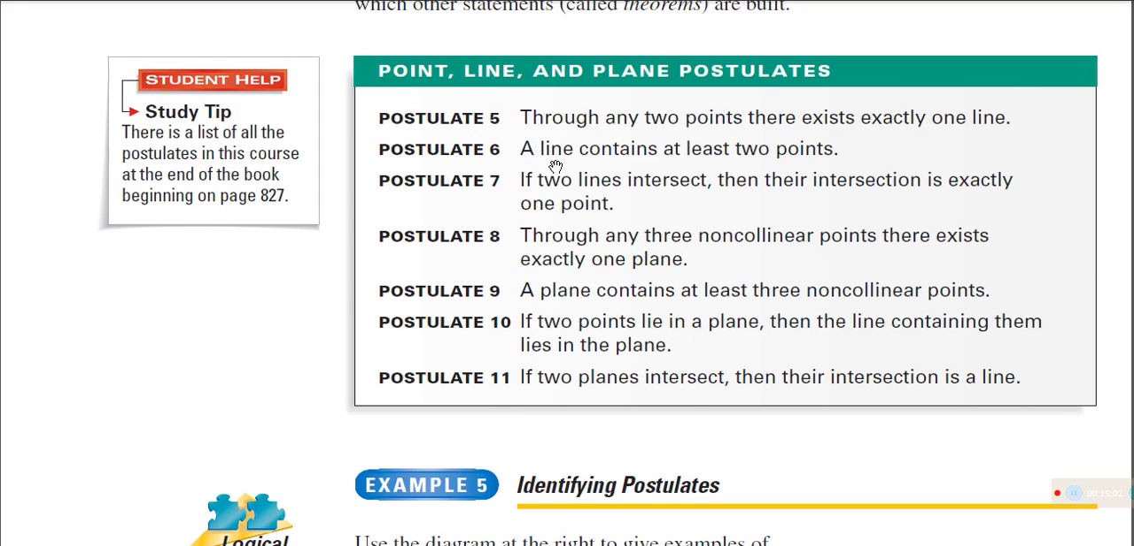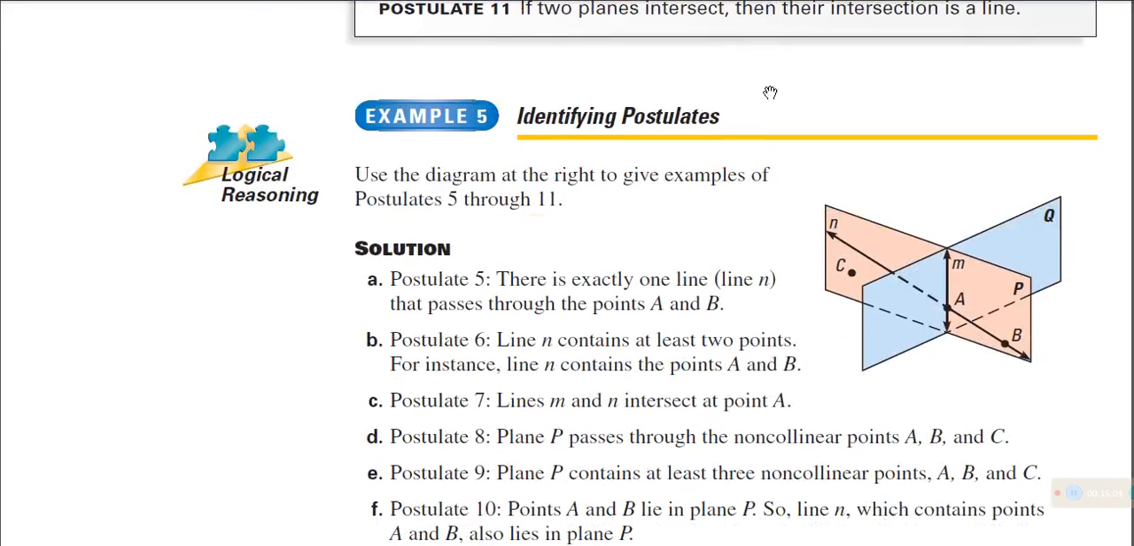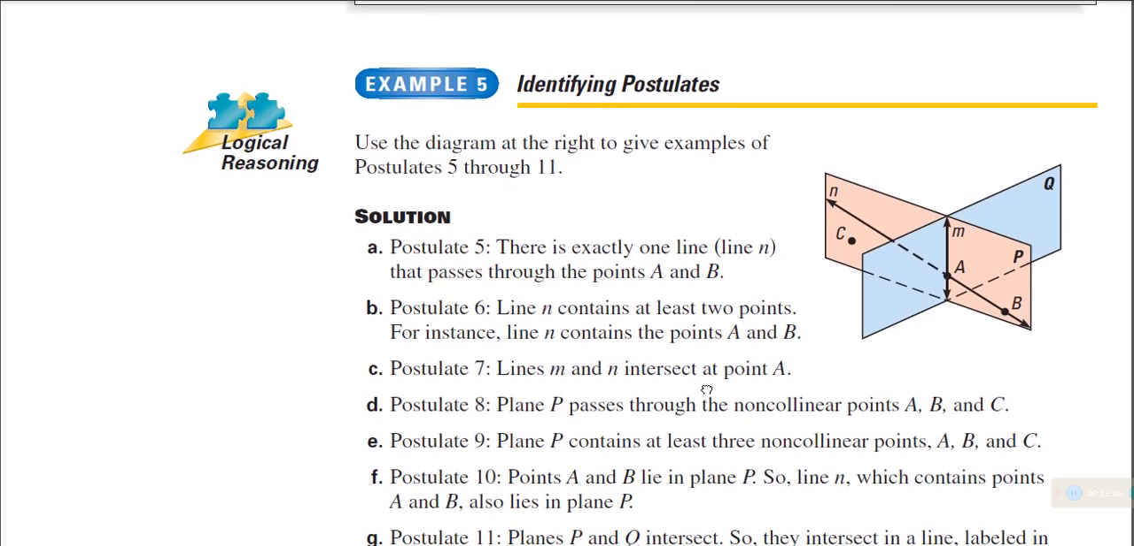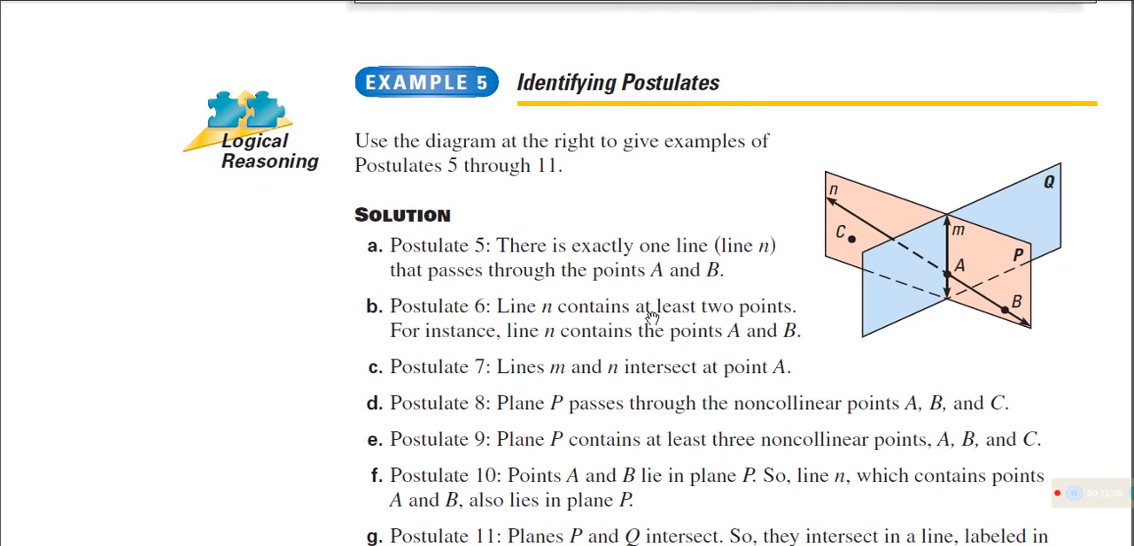So, a line contains at least 2 points. So, line N contains at least 2 points. For instance, line N contains point A and B. And then, if you extend the line indefinitely, meron tayong mga points outside of AB. May mga points dito, may mga points din dito. So, yung ray B, papunta dito sa direction na to.